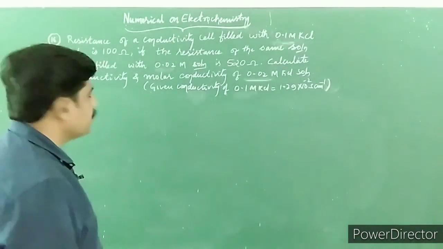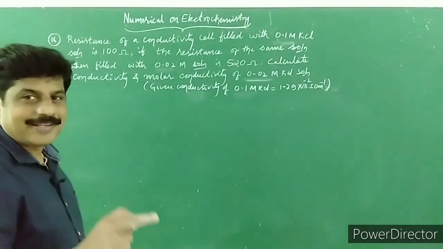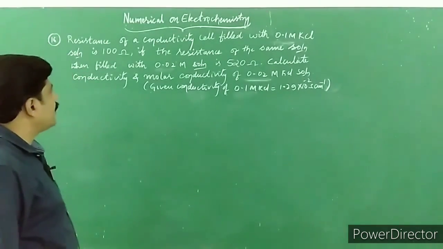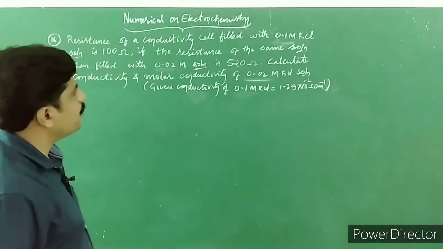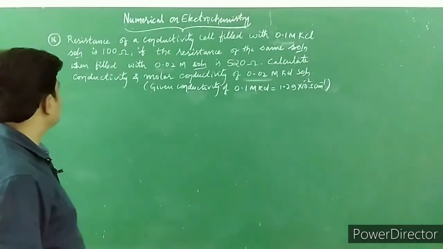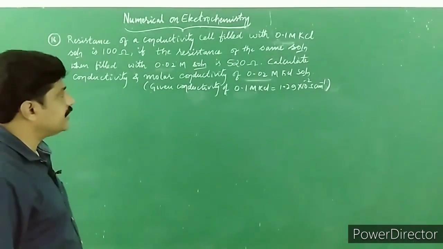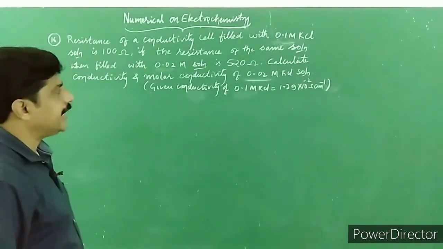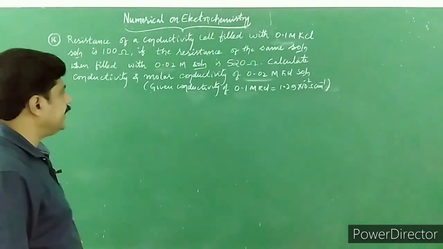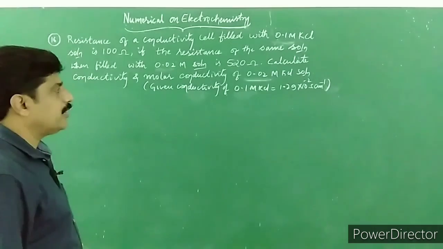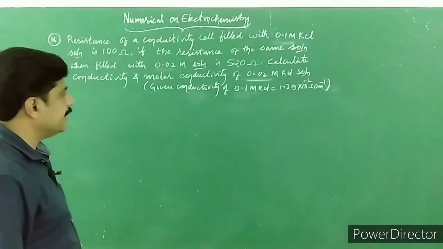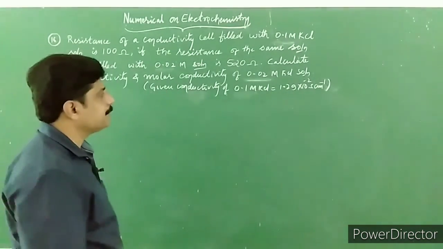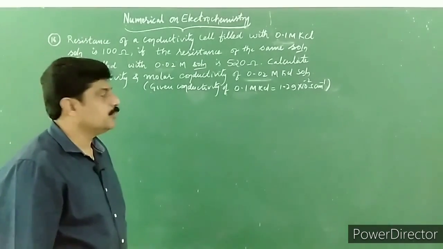Children, let me take up the next numerical for you, which appears to be very difficult, but it is easy if you understand the numerical in a better manner. Resistance of a conductivity cell filled with 0.1 molar KCl solution is 100 ohms. If the resistance of the same cell when filled with 0.02 molar solution is 520 ohms, calculate conductivity and molar conductivity of 0.02 molar KCl solution. Given conductivity of 0.1 molar KCl solution is equal to 1.29 into 10 to the power of minus 2 Siemens per centimeter.